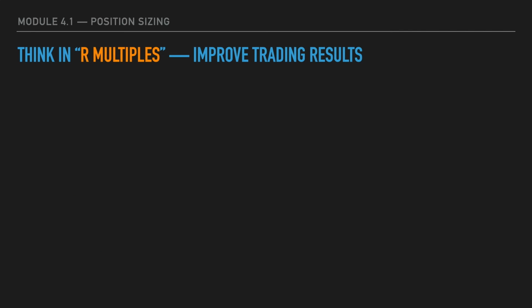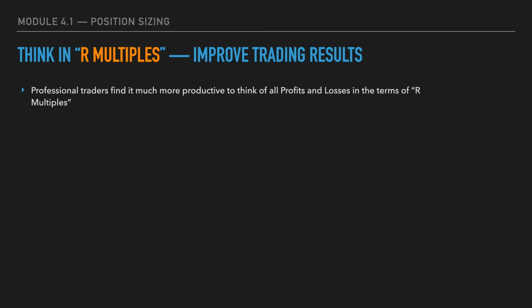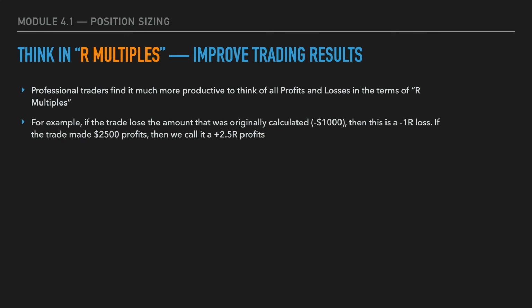Alright, there's one more thing I really wanted to highlight here. There's one key difference between professional traders and new traders: new traders think of their profit and loss in terms of actual money, but professional traders think of their profit and loss in terms of R multiples. Let me explain. For example, if the trade loses $1,000, then that is considered a 1 R multiple loss. If the trade makes $2,500 in profit, for example, then it's considered 2.5 R multiple in profits.